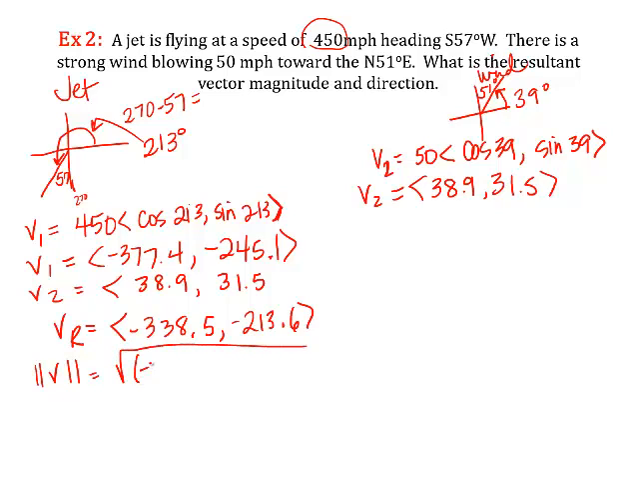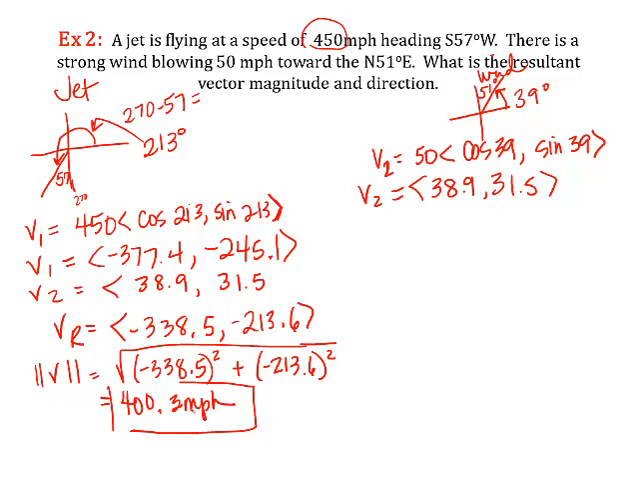Square root of this squared plus, thank God for calculators, it will do this for you. It's my 400.3 miles per hour. That's my resultant magnitude.